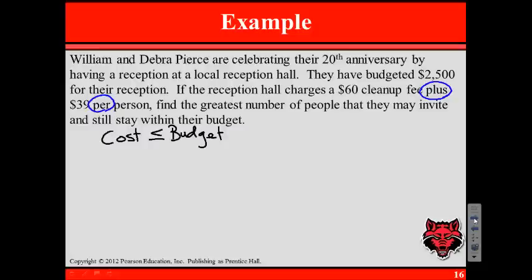They want to stay within their budget. That tells us that the cost has to be less than or equal to the budget. Let's also box some of the important numbers. We have $2,500, that's their budget. We have the $39, and we talked about $39 per person. We have a $60 cleanup fee.